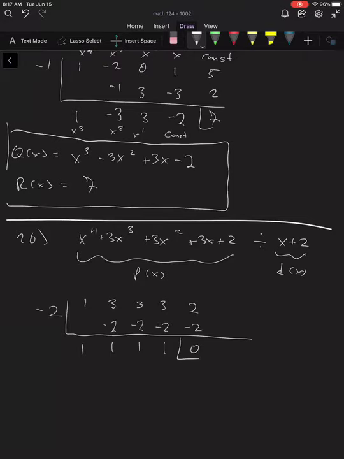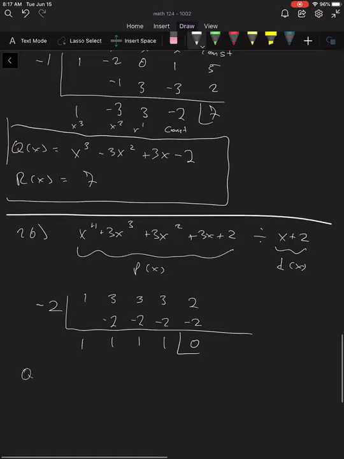Add those, you get 1, another minus 2. Then we get 0. So our q of x, we start with x to the 3. So this is going to be x to the 3 plus x to the 2 plus x plus 1. And then our remainder is going to be 0.